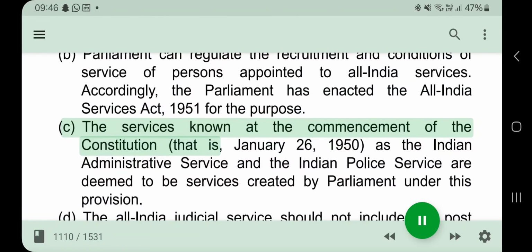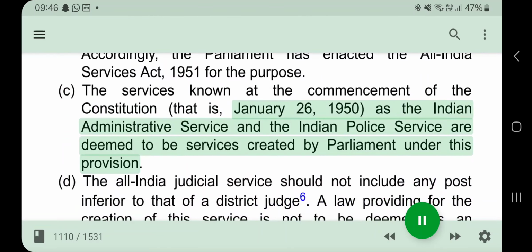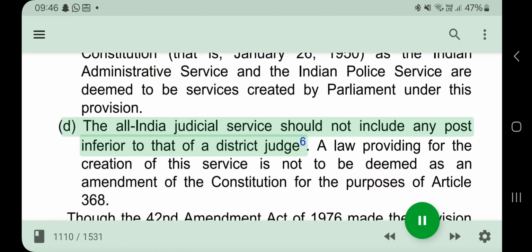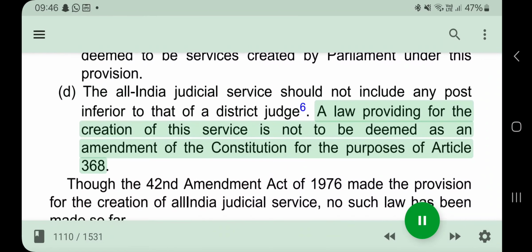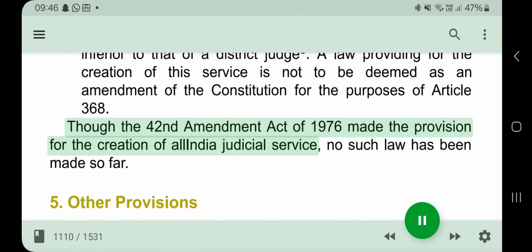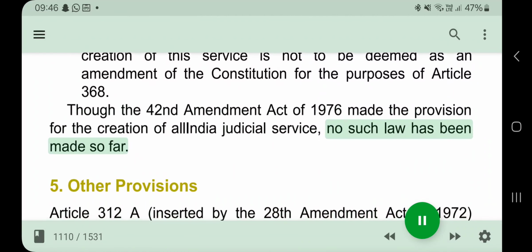C. The services known at the commencement of the Constitution, that is, January 26, 1950, as the Indian Administrative Service and the Indian Police Service are deemed to be services created by Parliament under this provision. D. The All India Judicial Service should not include any post inferior to that of a district judge. E. A law providing for the creation of this service is not to be deemed as an amendment of the Constitution for the purposes of Article 368. Though the 42nd Amendment Act of 1976 made the provision for the creation of the All India Judicial Service, no such law has been made so far.